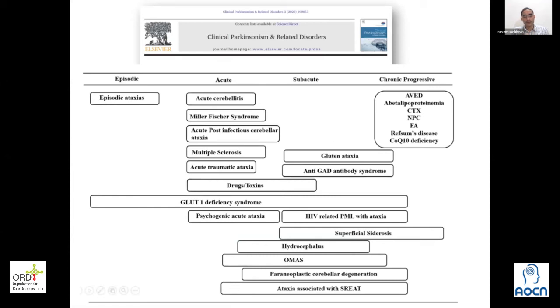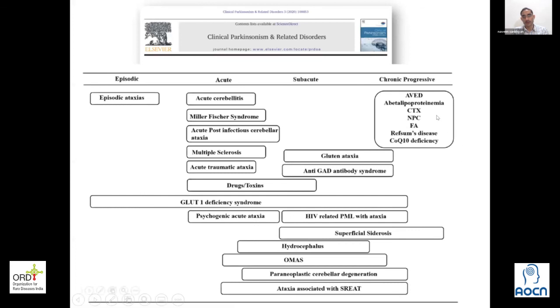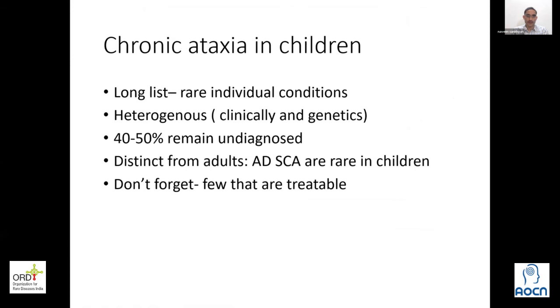And while this slide shows the various treatable causes of ataxia, among the chronic disorders, you can remember that ataxia with vitamin E deficiency, abetalipoproteinemia, cerebrotendinous xanthomatosis, Niemann-Pick, Friedreich's, Refsum's, CoQ deficiency, and some of the immune-mediated ataxias can all present with progressive ataxia, and they are potentially treatable. So these are the causes one should never forget, and in all patients, you should check the list and exclude each of them systematically.